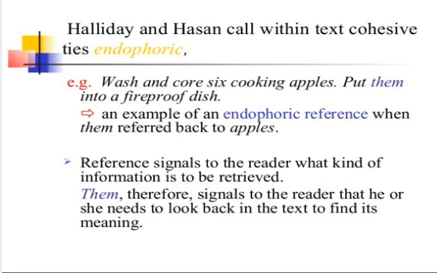Wash and core 6 cooking apples. Put them into a fireproof dish. An example of anaphoric reference is when "them" refers back to apples. The reference signals to the reader what kind of information is to be retrieved. Then, "them" signals to the reader that he or she needs to look back in the text to find its meaning.